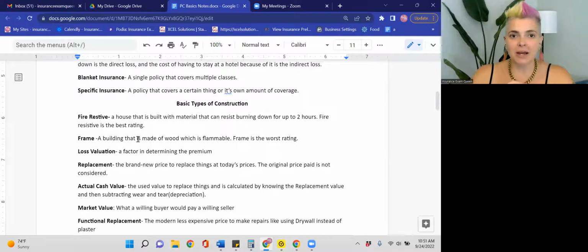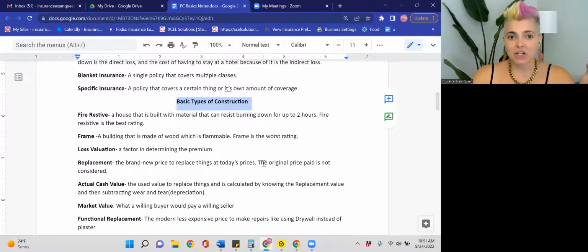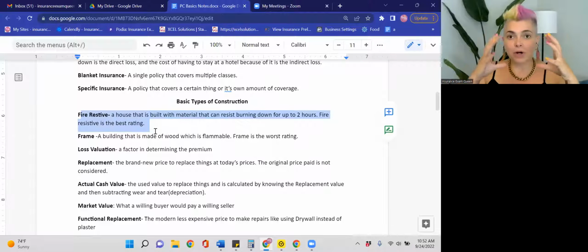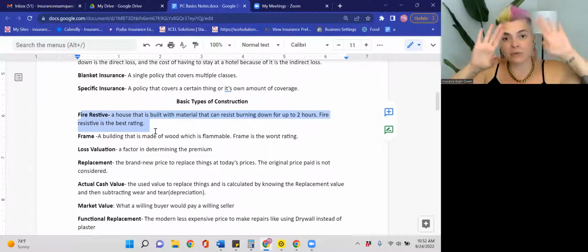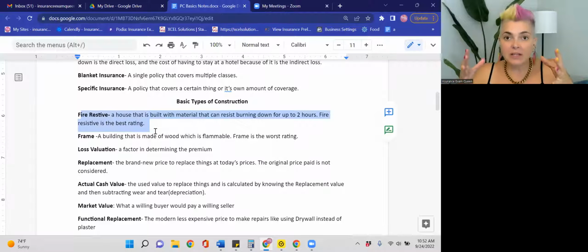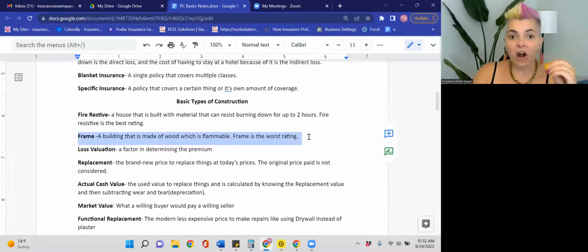Because when we get into it, let's come down here. Let's talk about basic types of construction. This is what we're underwriting. If you have a house that is fire resistive, it means that it could be burning, that fire can be on it, but that it's not actually burning down. That it can resist the fire, that it won't have as much damage on it because it can resist the fire. So a house that is fire resistive will have a cheaper premium than a house that is known as frame, because frame is just wood, and wood is very flammable. We burn wood on purpose for a campfire. It's very, very flammable. So frame is the worst rating.